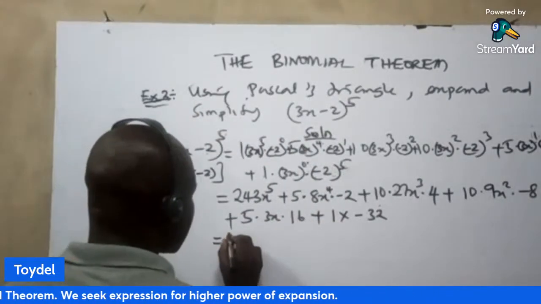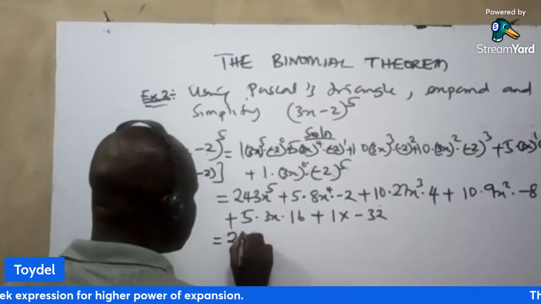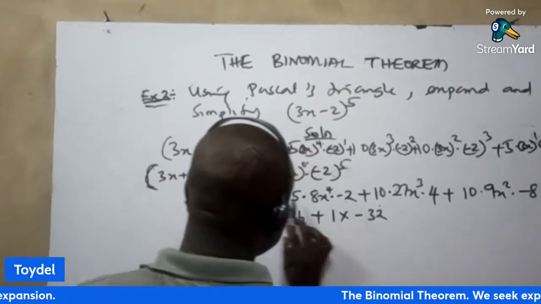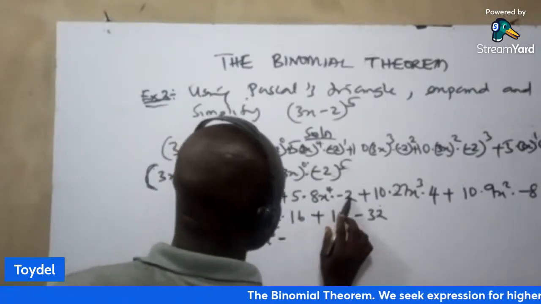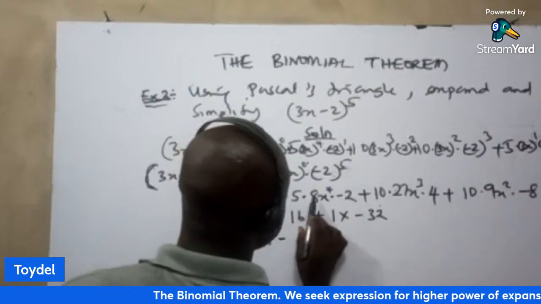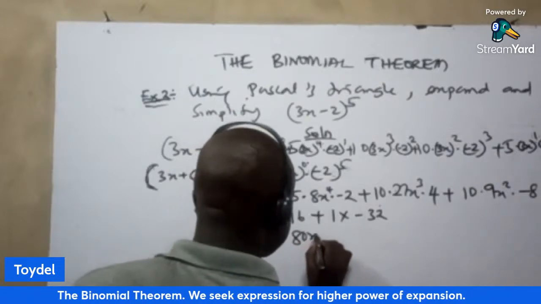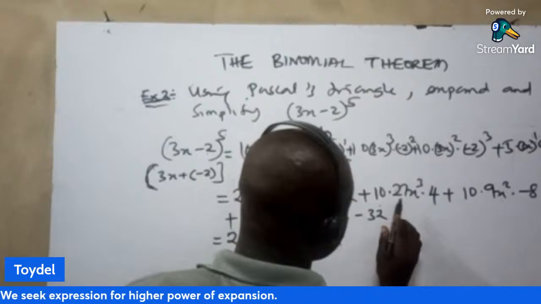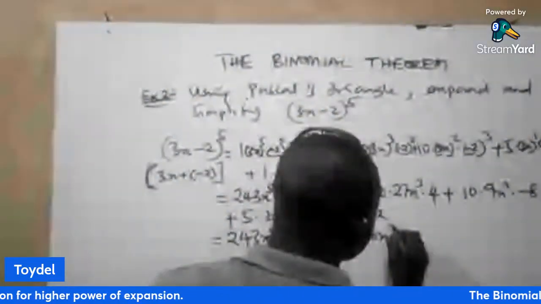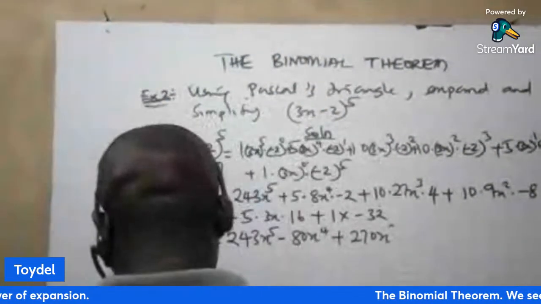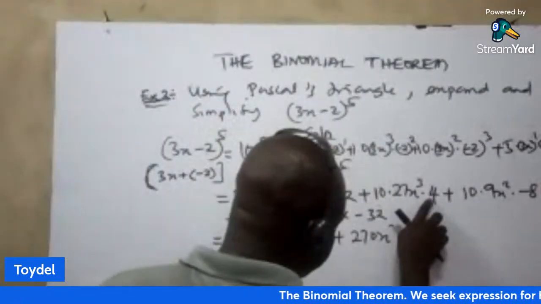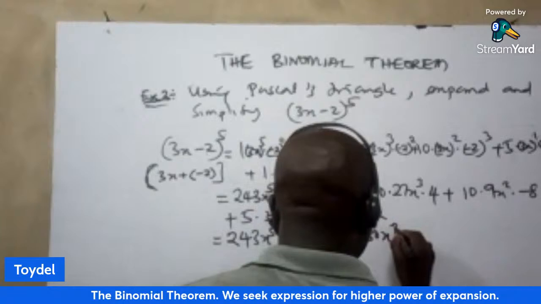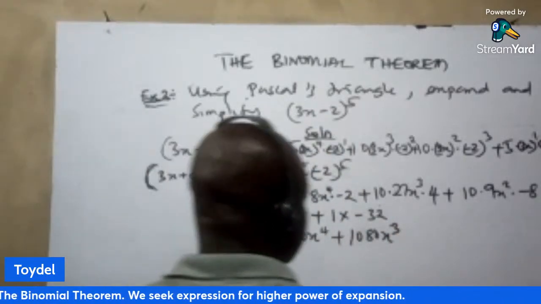Then at this point now, we can write out the answer: 243x raised to power 5 minus, times plus, this is minus here, 2 times 5, 10, 10 times 8, 80. That's 80x raised to power 4 plus 270x cubed, 270 times 4, that is 1080x cubed. 1080x cubed.